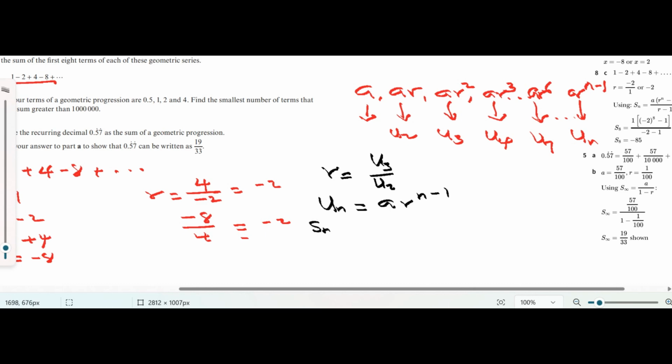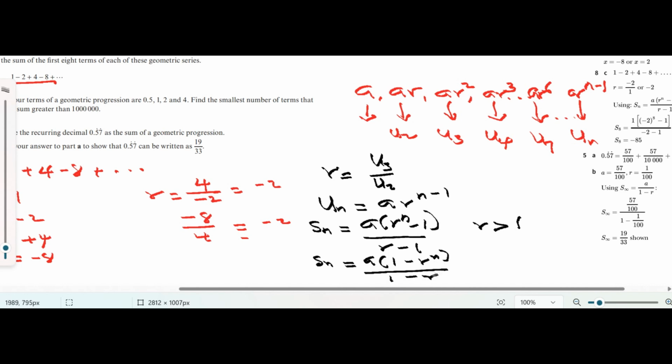You can also be asked to calculate the sum. When you want to calculate the sum, it depends on your common ratio. If the common ratio is greater than 1, the formula will be A(R^n - 1) over R - 1. This is when your R is greater than 1. And when your R is less than 1, we have A(1 - R^n) all over 1 - R.